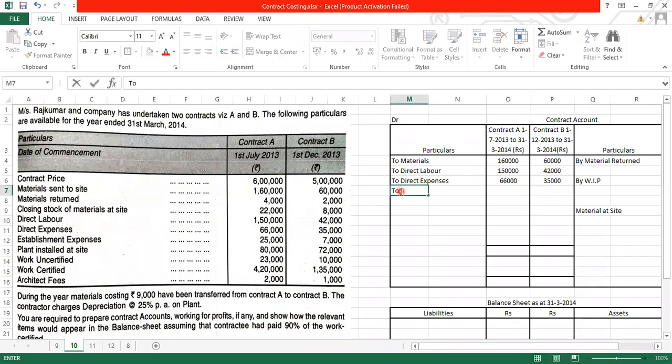So two, next is establishment expenses recorded in the contract account debit side. 5,000 and 7,000. Next is plant installed at site. Now, in most of the sums we have recorded plant installed at site: the opening balance on the debit side and the closing on the contract account credit side.